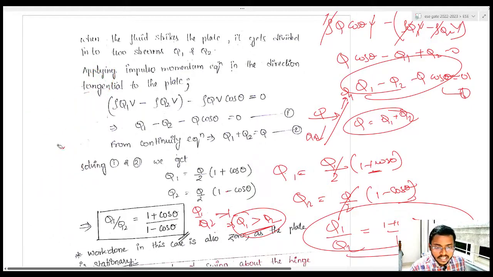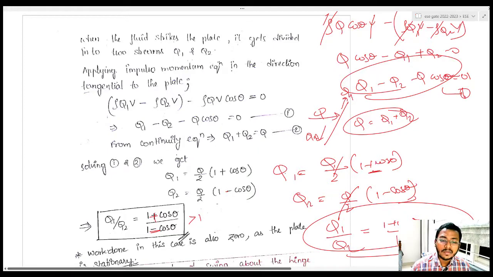You can just check, right? 1 plus cos theta by 1 minus cos theta. Obviously it will be greater than 1. यहाँ पे plus आ रहा है, यहाँ पे minus आ रहा है. If you are taking 60 degrees, what will it be? 1 plus cos 60, 1 by 2, 1 minus cos 60, that is 1 minus 1 by 2. So how much are you getting? 3 by 2 by 1 by 2, right? So you are getting 3, which is obviously greater than 1. So Q1 by Q2 क्या रहेगा? It will be greater than 1.